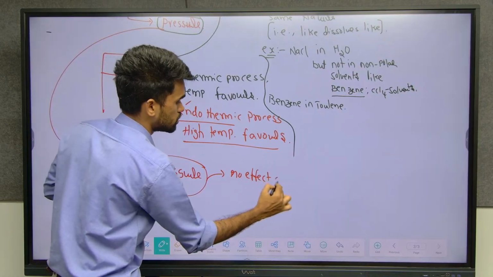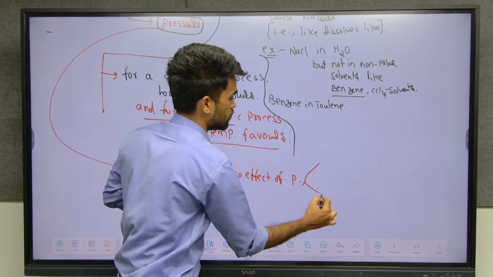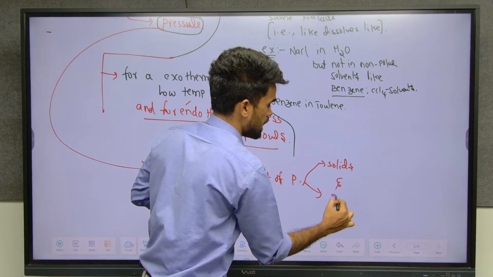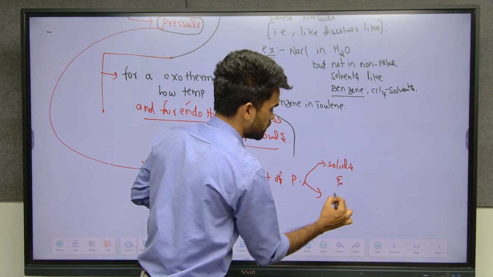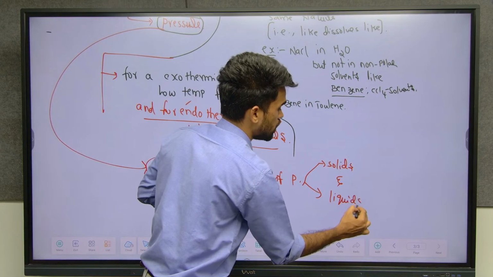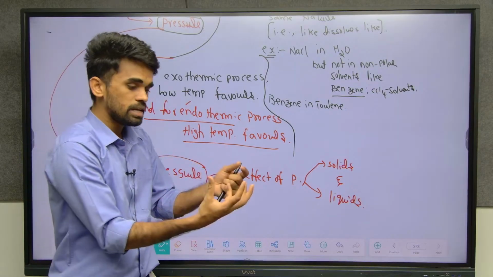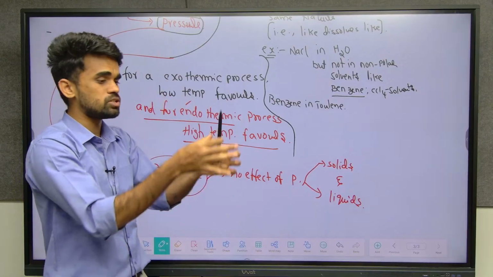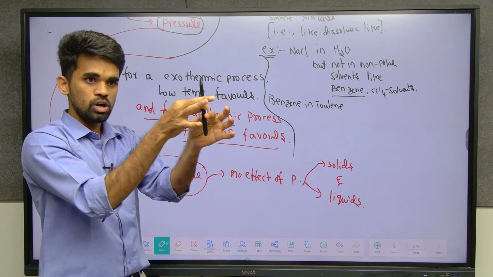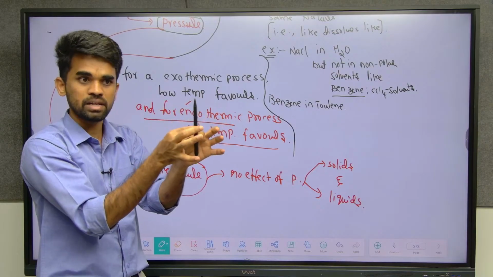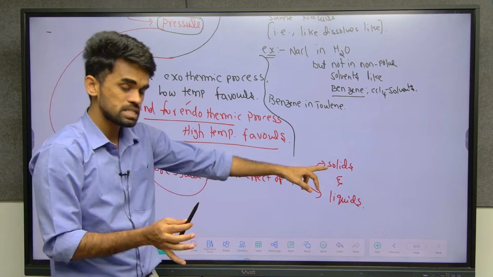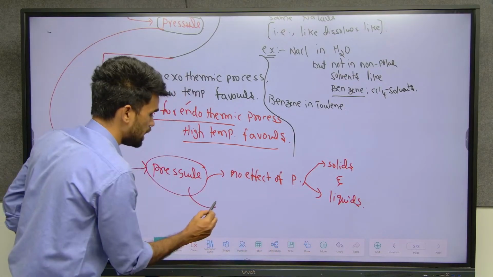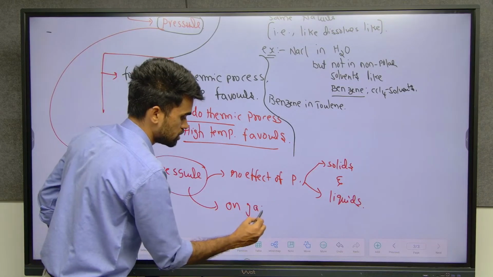of pressure in case of solids and gases, solids and liquids. Why solids and liquids? Because solids and liquids are incompressible. They won't compress. So even if you apply a high amount of pressure, there is no change in the volume of this particular solid substance or even liquids also. That's why no effect in case of what? Solids and liquids. But it will show effect on gases.